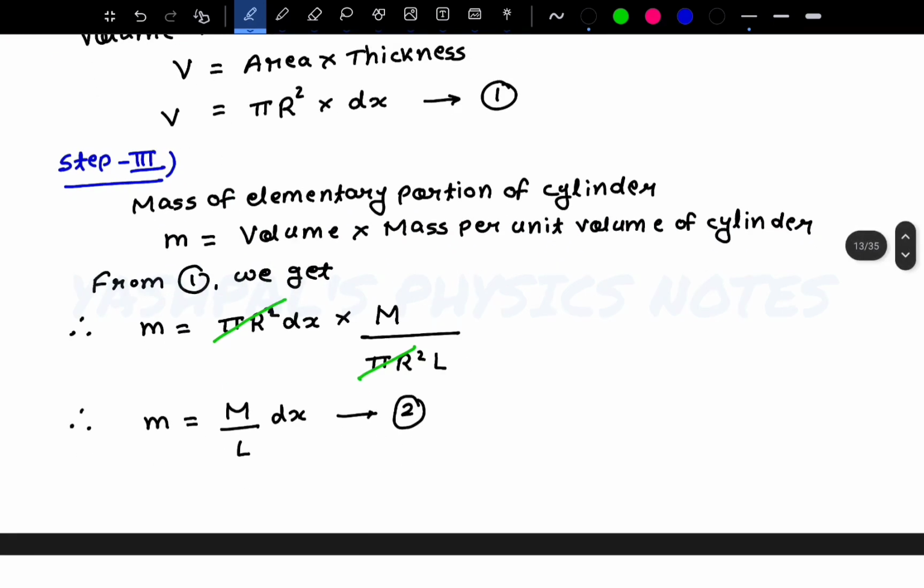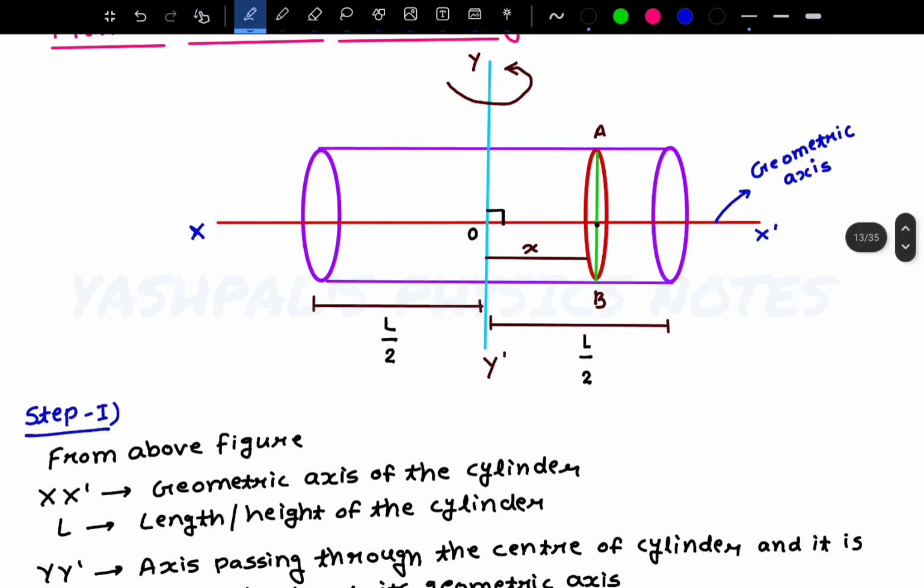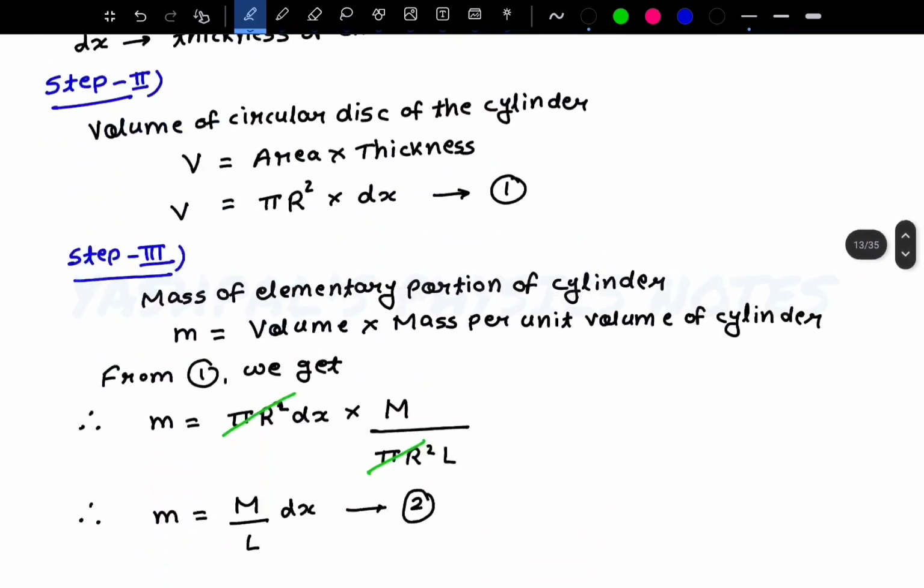Don't get confused here. Small m is the mass of this red circular disc which we have considered, and capital M is the total mass of this solid cylinder.